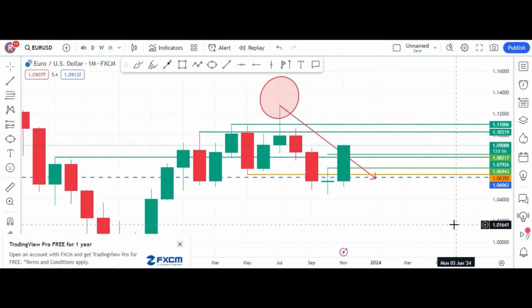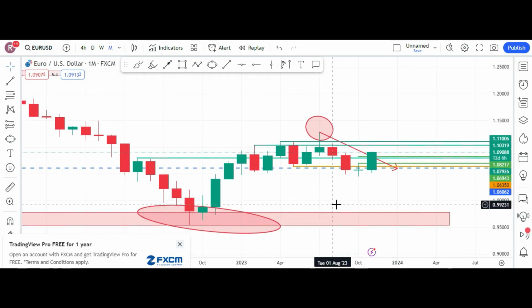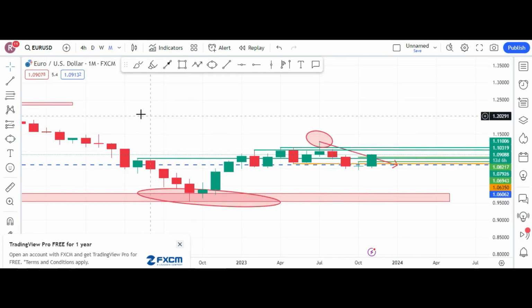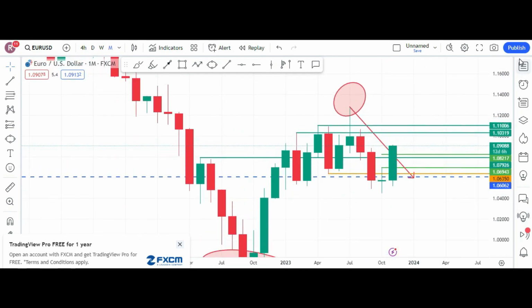How can we take a higher probability trade in our favor, either long or short, to make some money. So apart from this monthly double bottom and this double top, we can see that here we also have a monthly double bottom and double top.